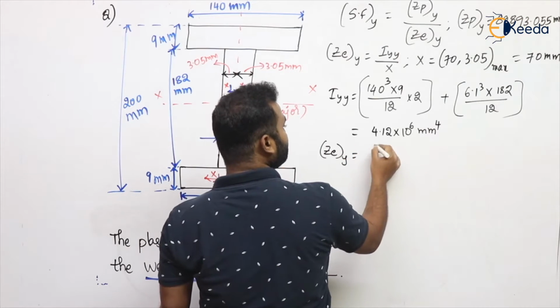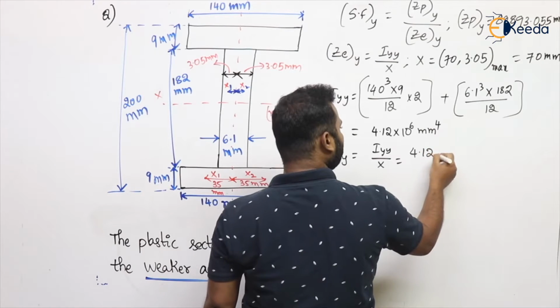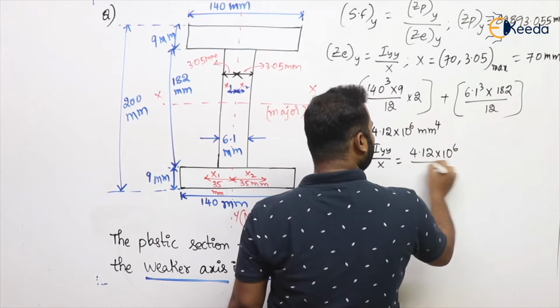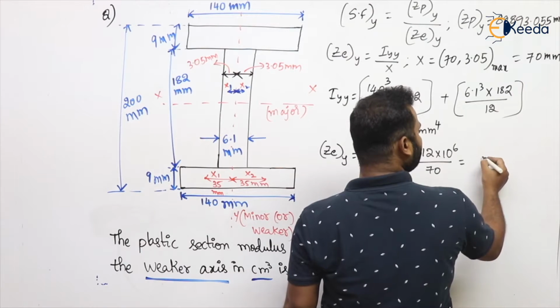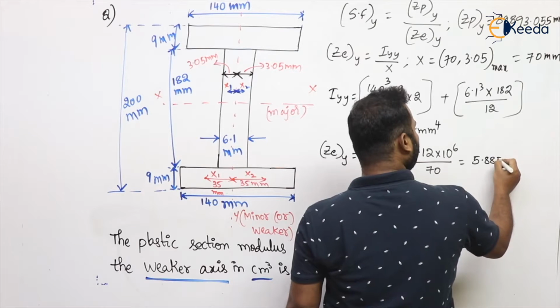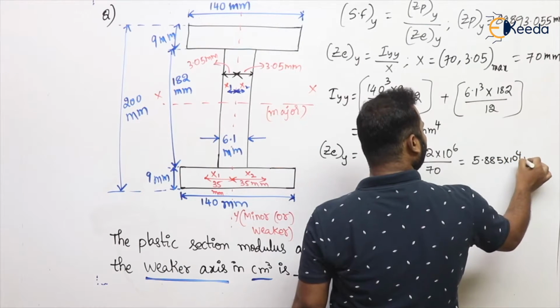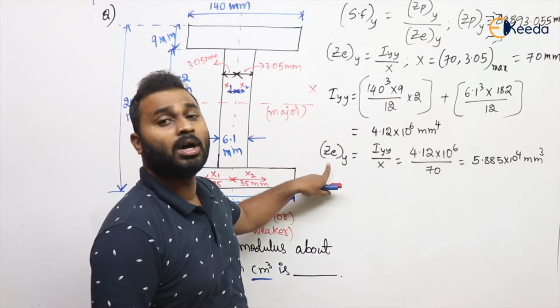Now we'll get ZEY. So ZEY is nothing but IYY by x. That is 4.12 into 10 to the power 6 divided by 70, which comes out to be 5.885 into 10 to the power 4 mm cube. This is the elastic section modulus along YY.